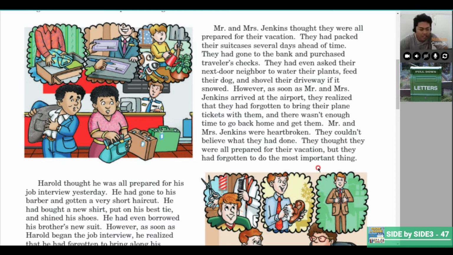Yes, and what had Mr. and Mrs. Jenkins forgotten to do? They had forgotten to bring their plane ticket. Okay, indeed. They had forgotten the most important thing, which is to bring their plane tickets. Okay, and why were they heartbroken? Because even though they prepared all things about their travel, they will not be able to go traveling.